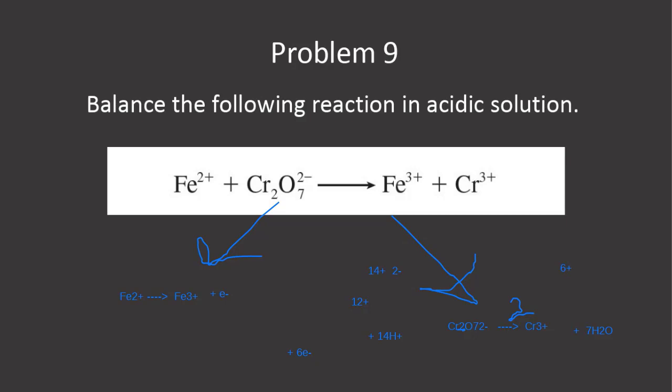Your balancing looks a little off to me, Caleb. So let's see. We have 6 electrons. So how much would we want to multiply iron by? 6. Yeah, I think that's where you messed up, Caleb. I think you probably multiplied by 9. Is that what you did?